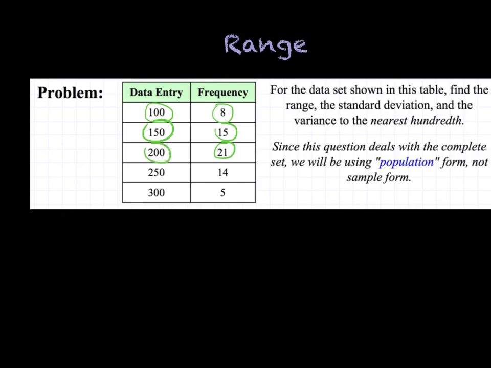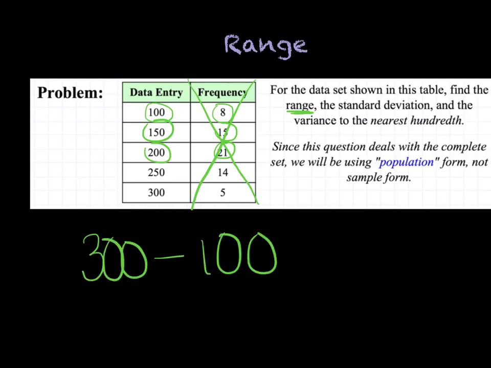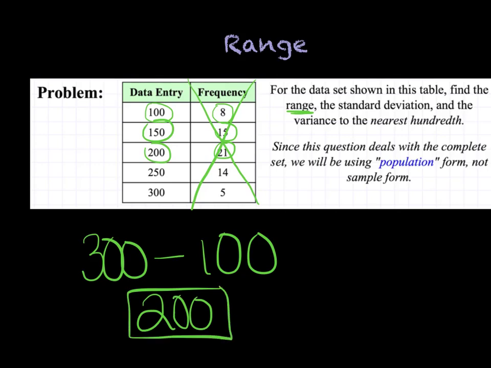Now, what we're going to do is find the range, and we already defined range as the maximum value minus the minimum value. With regards to that, the frequencies are irrelevant. It doesn't matter how many people had each score. It has nothing to do with the range. We take our largest number, subtract our smallest number, and there's your range, 200. Again, we're measuring dispersion, how spread out the data is.